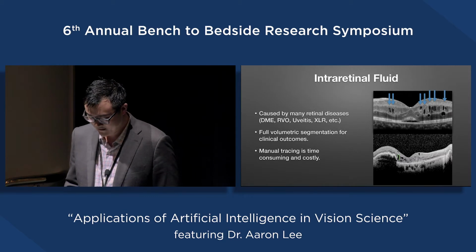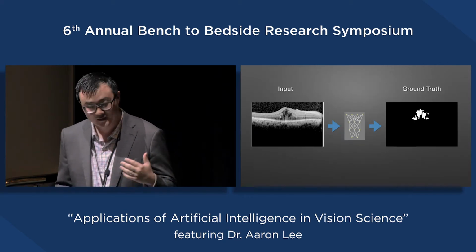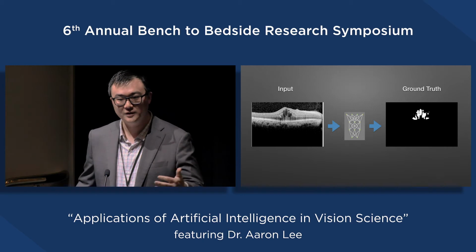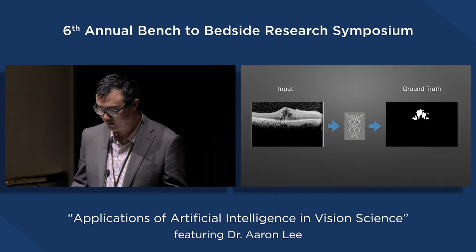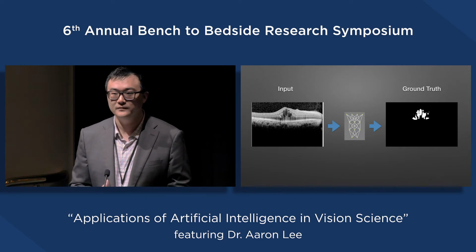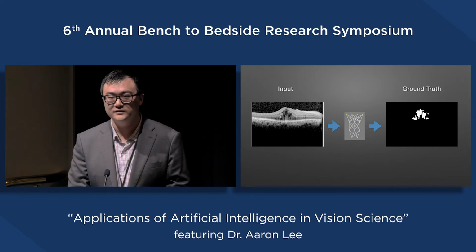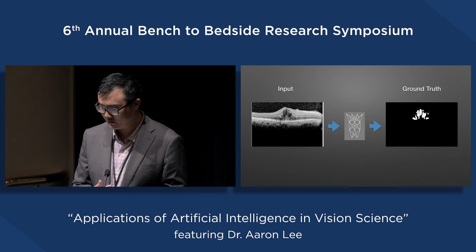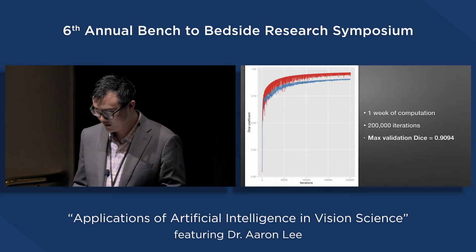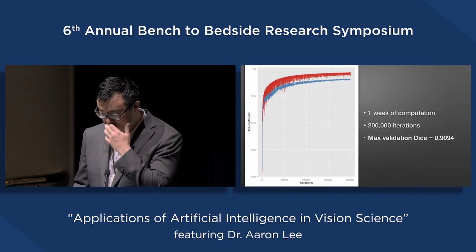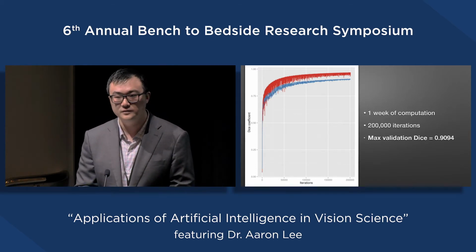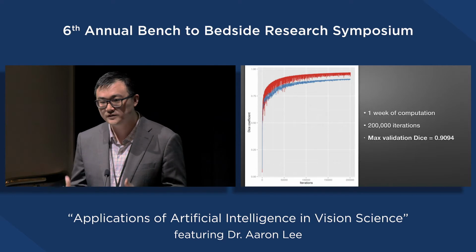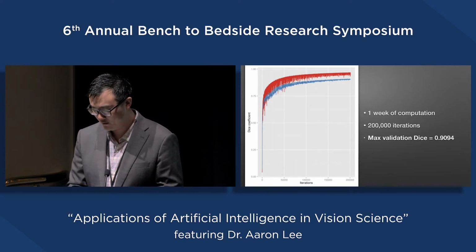So what we did generically is we said, okay, this is the problem we want you to learn. We're going to give you an OCT. We're going to put it through the model. And what I want you to give back to me is the binary segmentation mask where all the intraretinal fluids are located. And after 1 week of computation, about 200,000 iterations, we achieved a max validation DICE score of 0.91. And if you know anything about DICE coefficients, that's actually very, very good.